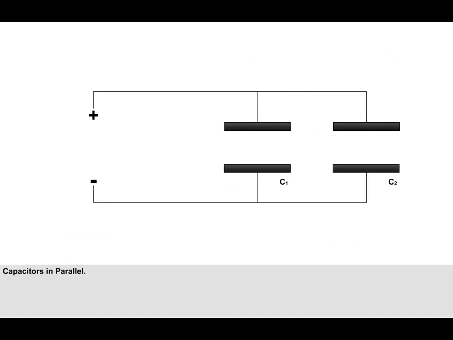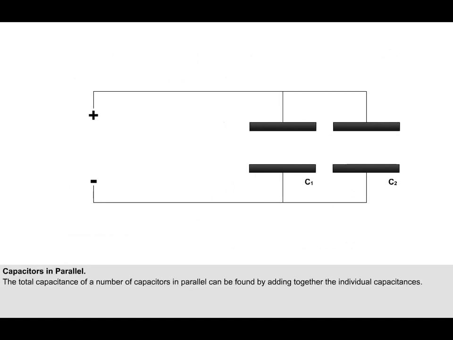If capacitors are connected in parallel, they will act as one large capacitor, with the total area of the plates equal to the sum of the areas of the plates of all the parallel capacitors. Thus, the total capacitance of a number of capacitors in parallel can be found by adding together the individual capacitances.